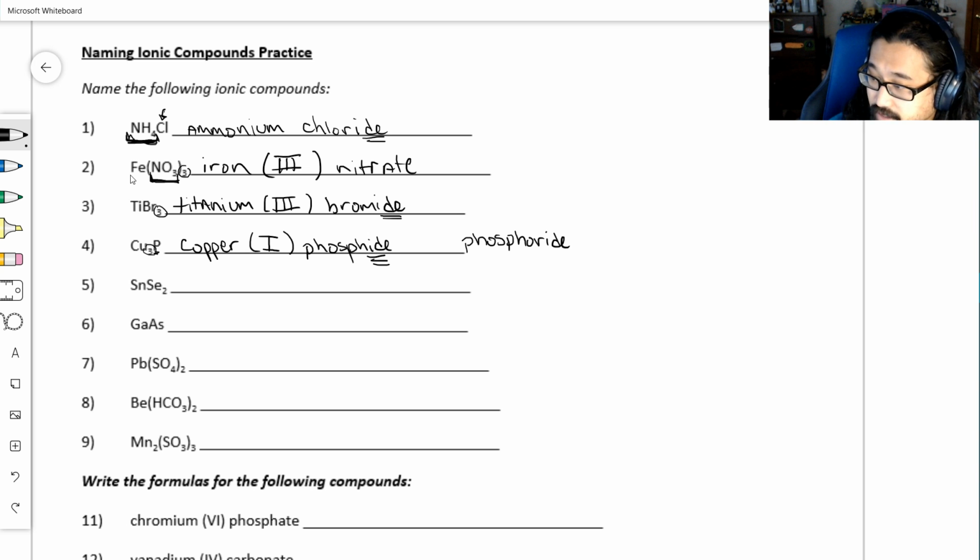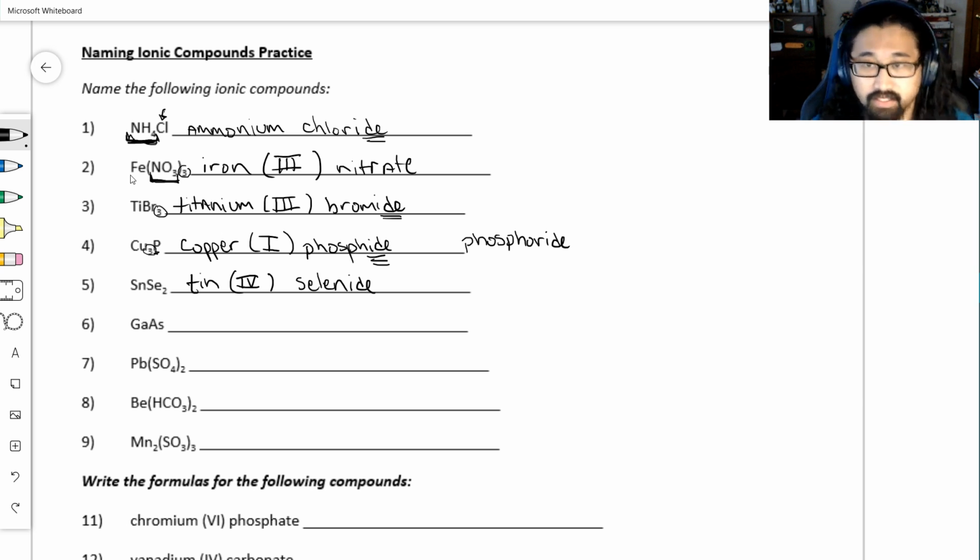Right? Sn is tin. I need parentheses. Selenide is selenium. And this one is 4, because selenium has a -2 charge. There are 2 of them, so it's a -4 total. So +4 is what tin has to be.